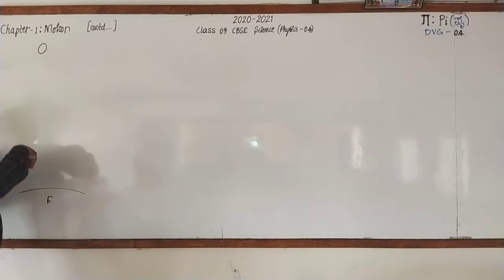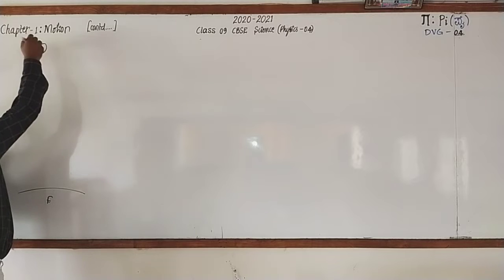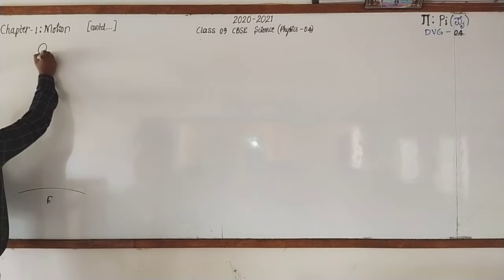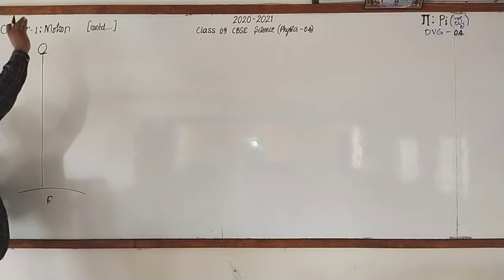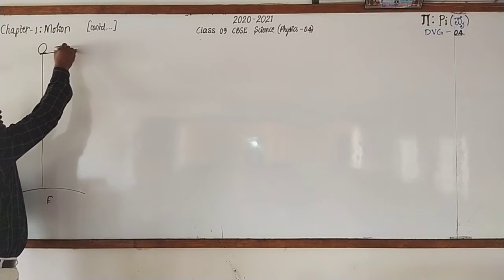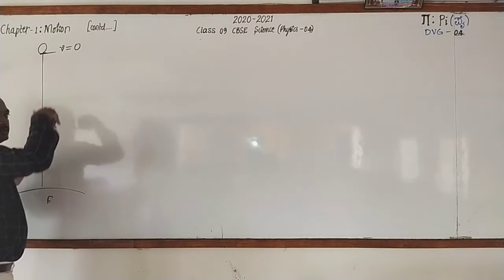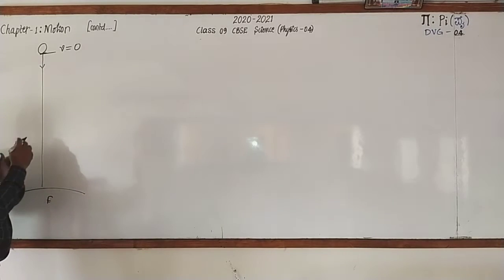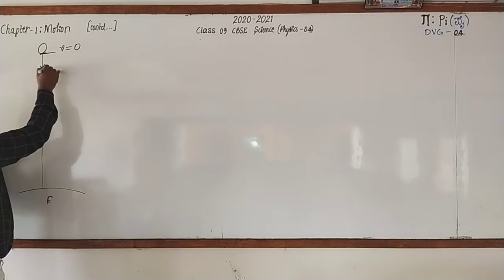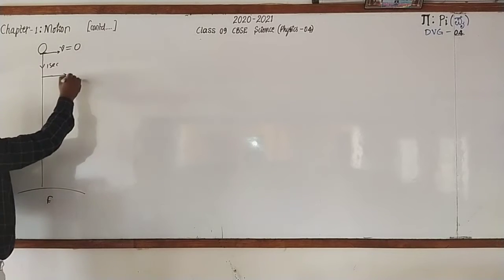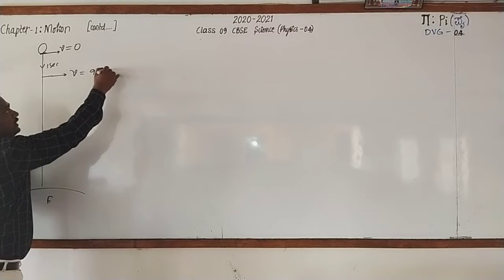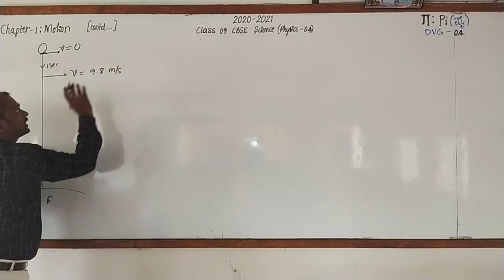And you are leaving the ball with some height, or the ball is falling towards the ground from some height. Then it is the maximum height the ball has reached. What is its velocity? The velocity will be 0. Now it is falling towards the ground. Then in the first second, do you know what will be its velocity? Velocity will be 9.8 meter per second.